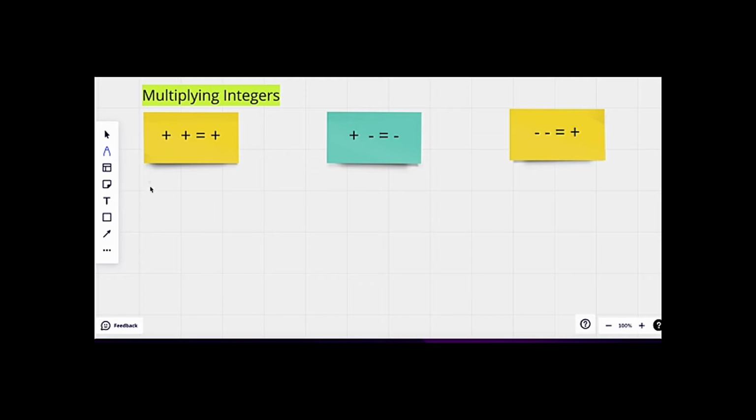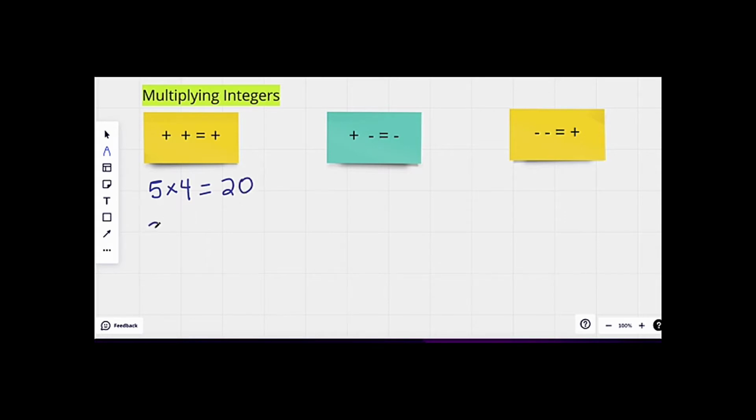Let's look at the first one. Positive times a positive. And this is what we've always done. So we've got 5 times 4. So we see that both of these numbers are positives. So our answer is always going to be positive 20.